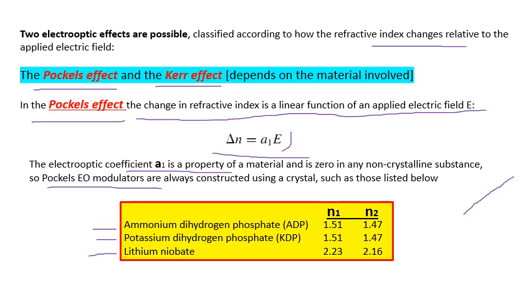Birefringence means they have different refractive indices, one for the parallel polarization and the other for the perpendicular polarization. For example, ammonium dihydrogen phosphate ADP has 1.51 and 1.47, and KDP has 1.51 and 1.47, almost the same. In the case of lithium niobate, you have 2.23 and 2.16. So these are the crystals used in the Pockels effect. For the Kerr effect, different materials are used, and as I mentioned, the Pockels effect is more common and popular in electro-optic devices.